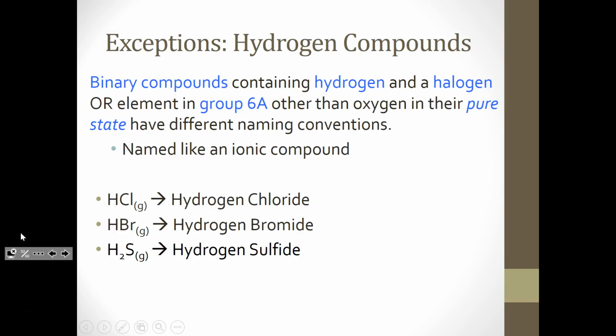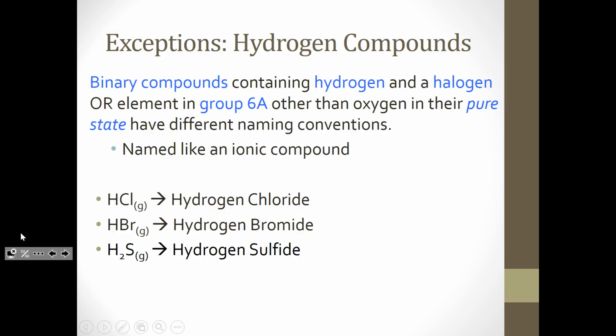So binary compounds, remember that means compounds containing two elements, that contain hydrogen as one of the elements, and the second element either being a halogen or an element in group 6A other than oxygen, in their pure state have different naming conventions. That was a mouthful. So let me try to break that down a little clearer.